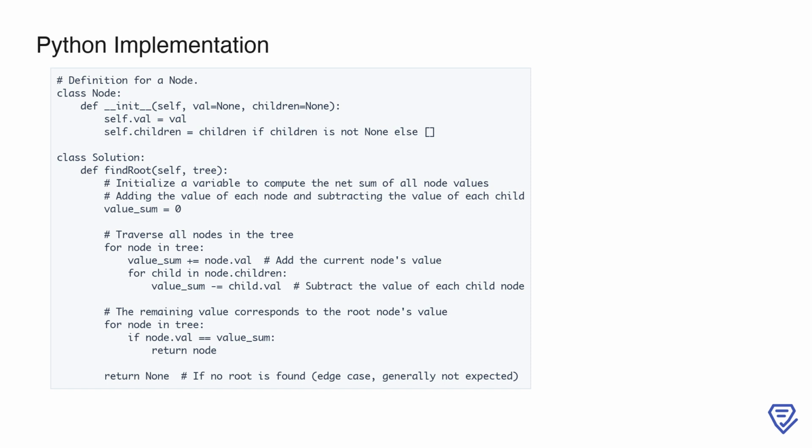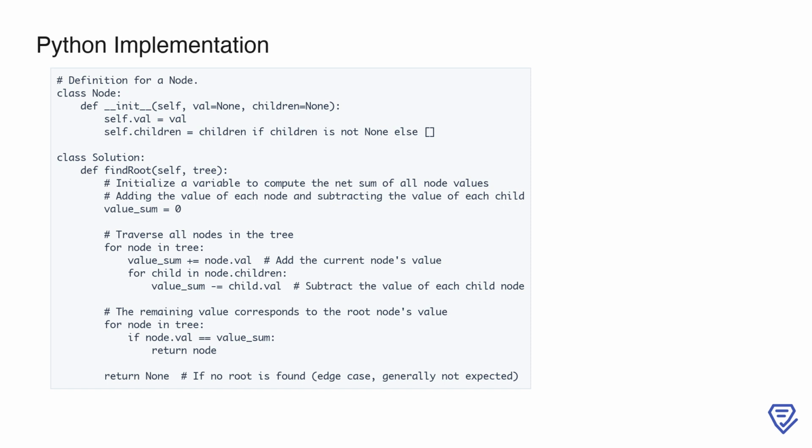3. Root identification. After calculating the net sum, we perform a second pass through the tree list to locate the node whose value matches value_sum. This node is the root of the tree. 4. Edge cases. If the tree is empty, the function will return None since no root exists. The algorithm assumes that the input forms a valid tree structure, so there will always be exactly one root node.